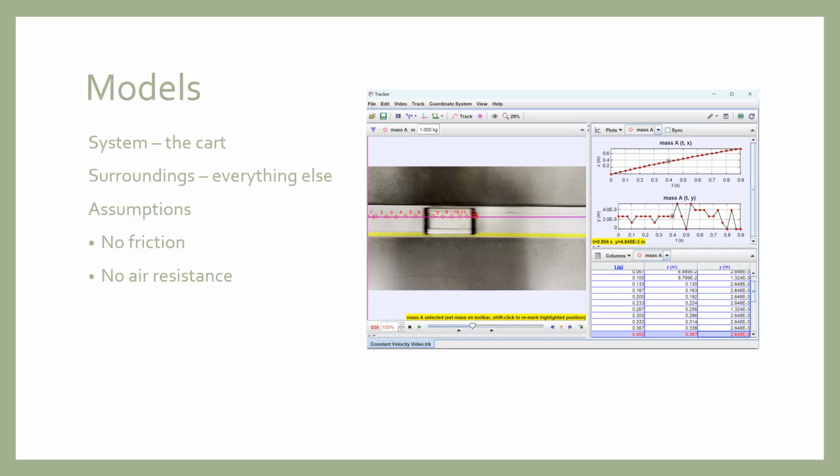In this experiment, the system was the cart and the surroundings were everything else. I chose the Tracker model so that the right x-axis was positive and the left x-axis was negative. I pushed the cart and let it fall in the center of the track to try and capture constant velocity.